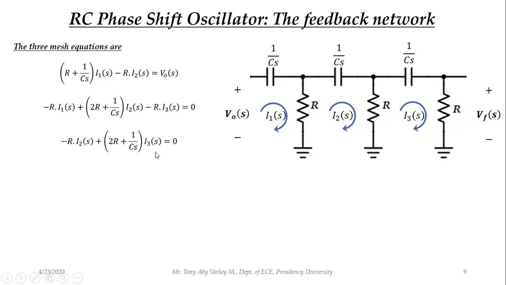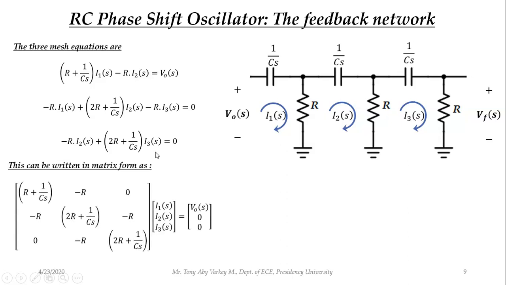Correct. So now these three equations can be written in matrix form because these are three simultaneous equations. You can write this in matrix form. Correct. So what is that? It will be like this. So it is a 3 by 3 matrix. So what is the coefficient of I1? R plus 1 by Cs. What is the coefficient of I2 here? Minus R. What is the coefficient of I3 in this equation? 0. What is the output? V output of S. Clear. And the variables are I1, I2 and I3.